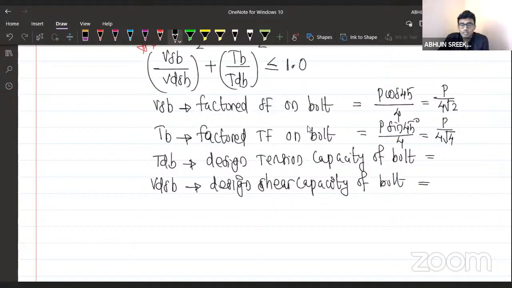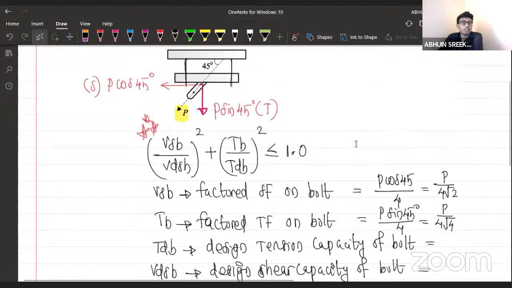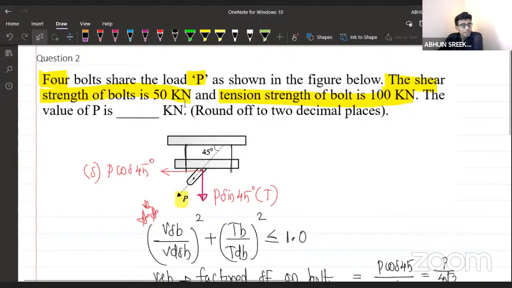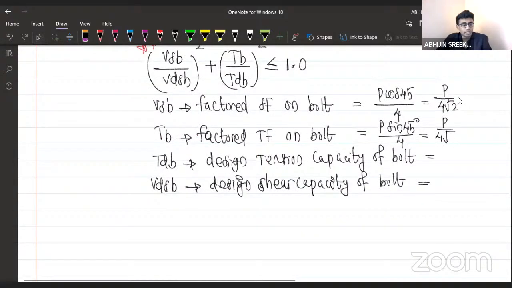Give me the values here. What are the values? Design tension capacity and design shear capacity. What are the values there? I'm seeing your comments. The design shear capacity is 50 and design tension capacity is 100. Sorry, it is not root 4, it is root 2. Thanks for that, thanks to Gurzash. Very good. So design tension capacity is 100 and design shear capacity is 50.